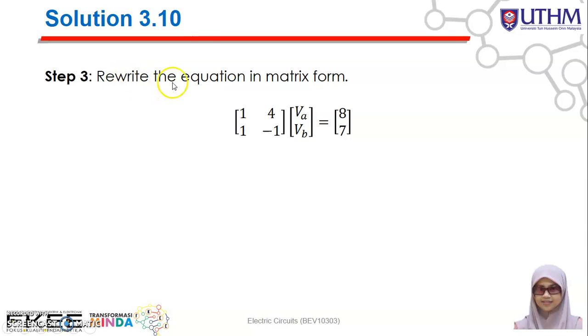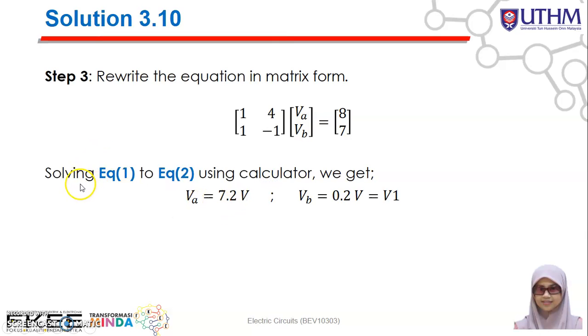Next, you can rewrite both your supernode equation and the support equation in matrix form. Now you have 1, 4, 1 and negative 1 multiplied with VA and VB equal to 8 and 7. Finally, you can solve equation 1 and equation 2, the supernode equation and the support equation, by using your calculator, or you can use the matrix function in your calculator. So finally, you get VA equal to 7.2 volt and VB equal to 0.2 volt. But in the question, it's asking about V1, right? So V1 is equal to VB.